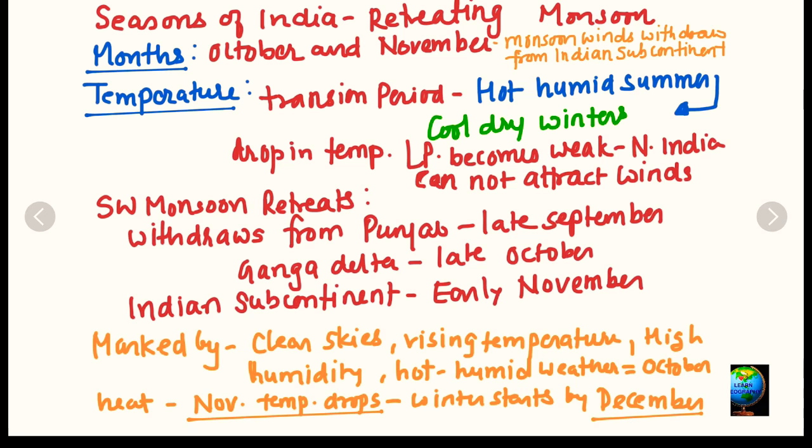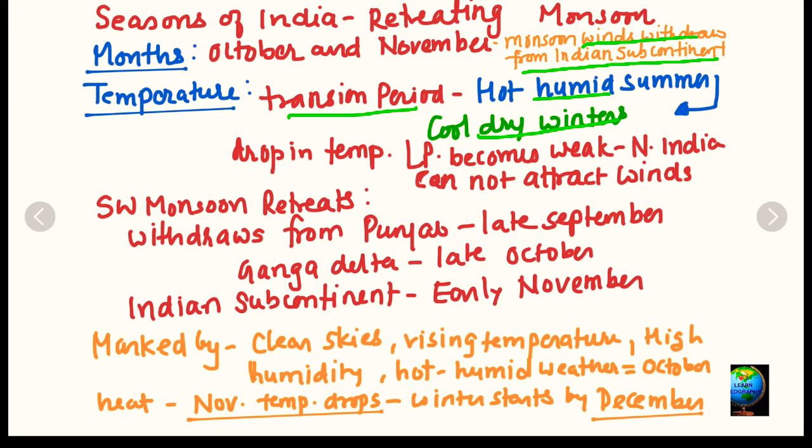Retreating monsoon. The months of October and November are known as the retreating monsoon season because monsoon winds withdraw from the Indian subcontinent. It is the period of transition. Why? Because the hot humid summer season changes to cool and dry winter.